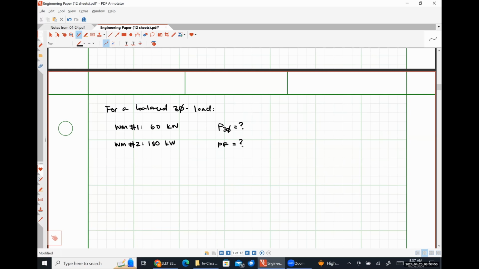Okay. So what's our total average power for our three-phase system going to be? 60 plus 180. Yep, just literally add them together. 240 kilowatts. Easiest equation I'm going to give you guys the entire quarter.